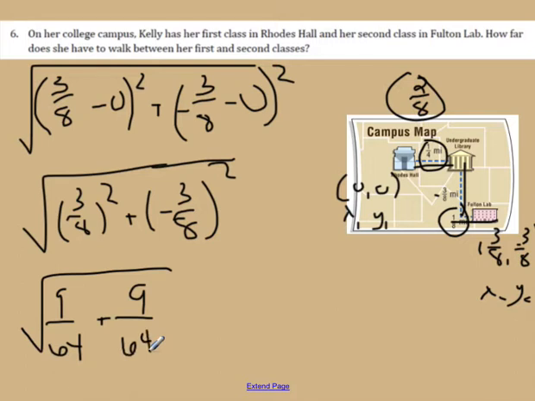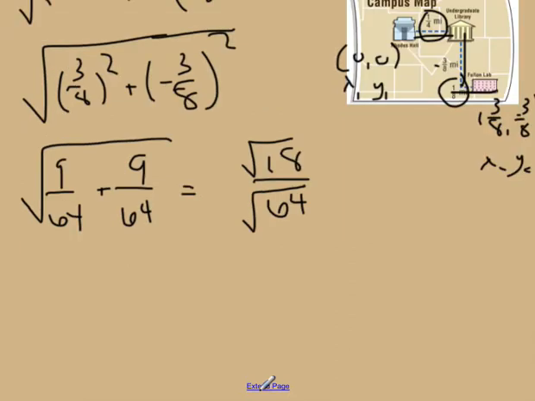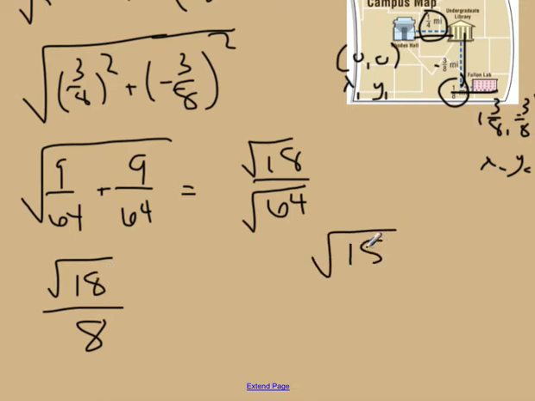Now when you're adding fractions, you can add them if the bottom is the same. So what I end up getting is 18 over 64. So I'm going to split that up into two different radicals, just like we did when we were rationalizing the denominator. Well, thankfully, the square root of 64 is just 8. So I can write 8 on the bottom, and then I just have the square root of 18 left on top. So I need to break down the square root of 18.